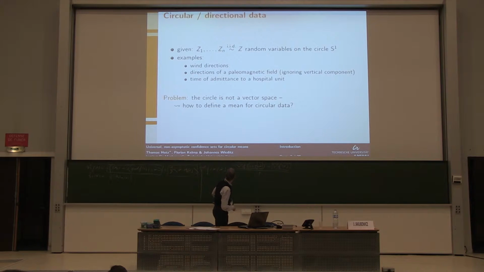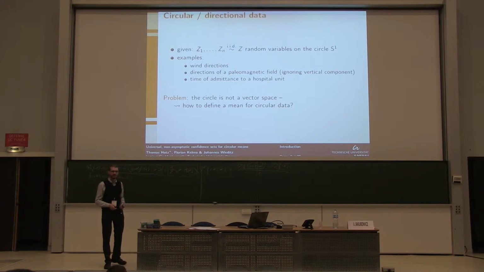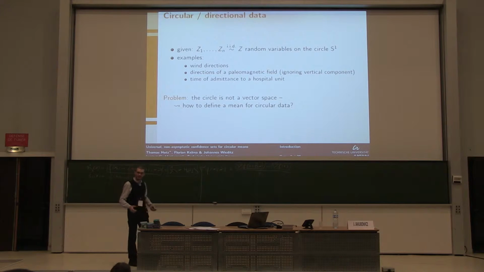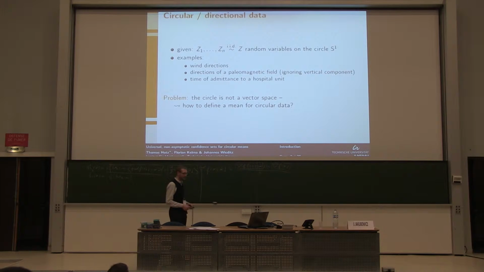Sorry. So, assume that you're given data, Z1 to Zn, which are circular. And this might be just wind directions that you have measured here at Palaiseau, and you might be interested in knowing what is the mean wind direction here at this university. Now, the problem with this is that the circle is not a vector space. So it doesn't make sense to use the usual definition of the mean as being an average, because you can't average on the circle.